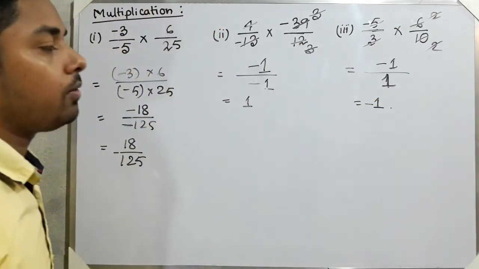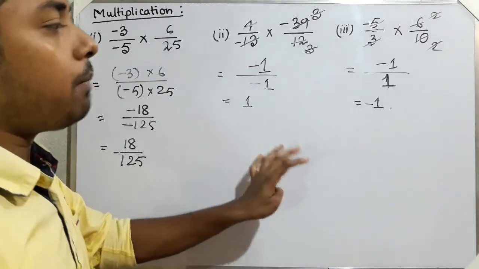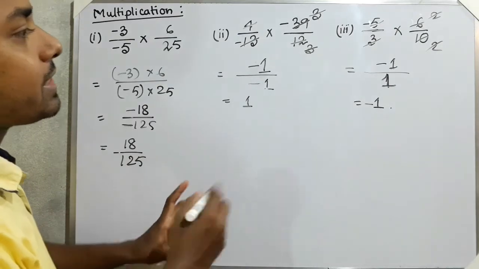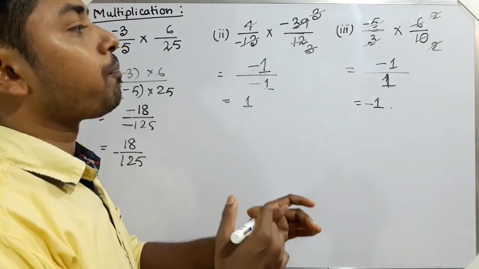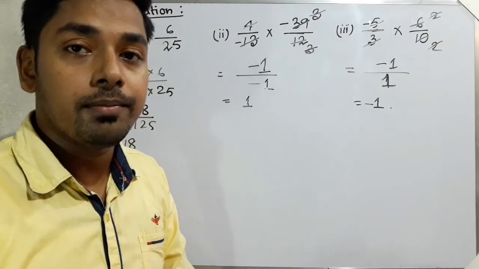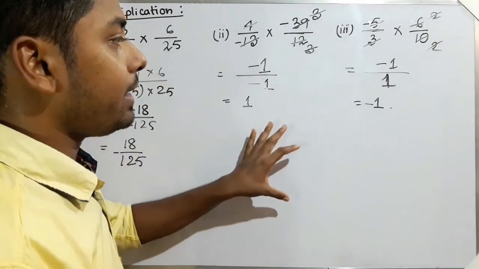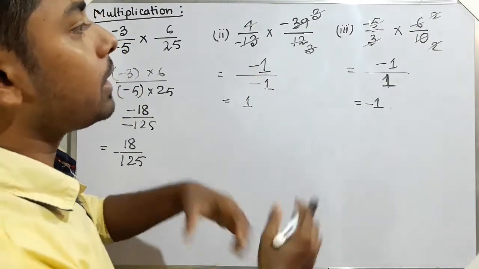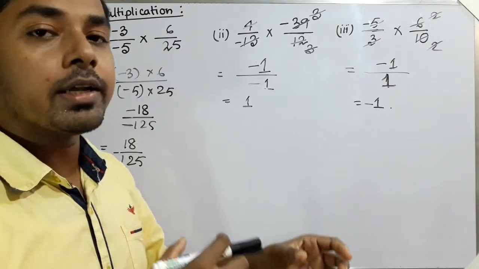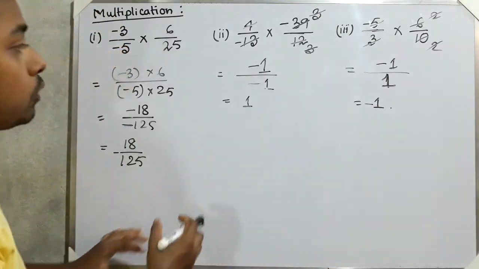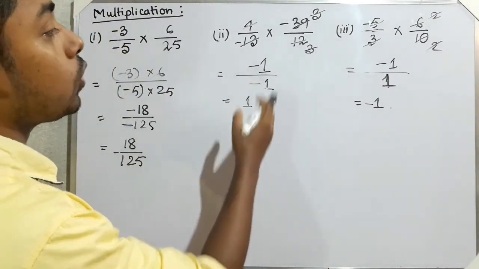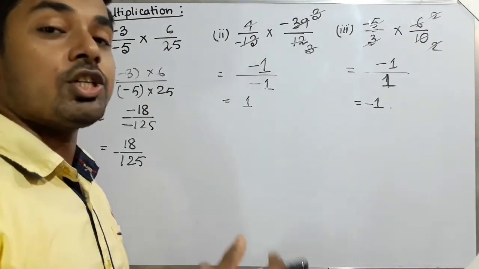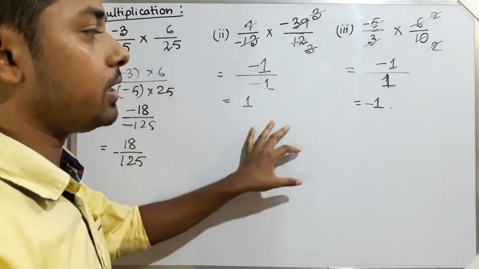So what we have observed here, actually we are using the same rule as it was for multiplication of the fractional number, but here an extra thing we have to do. What is it? Just after multiplication, after cancelling out the denominator and numerator, we have to multiply the sign also. That is the extra thing here.